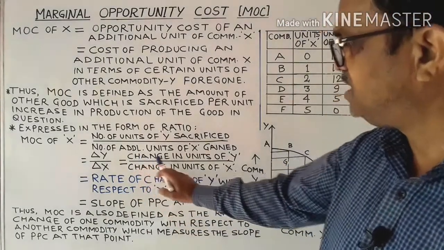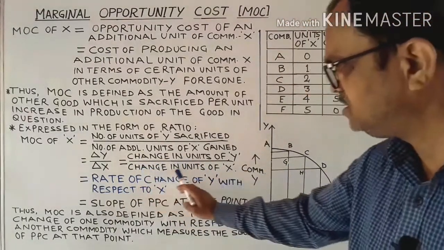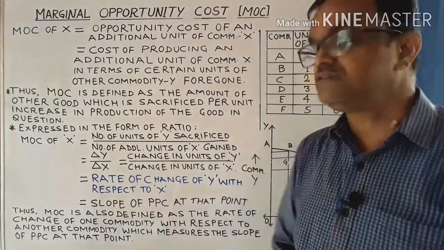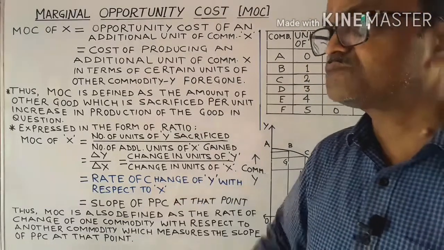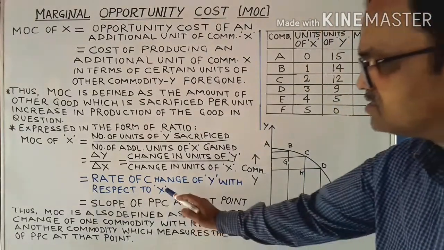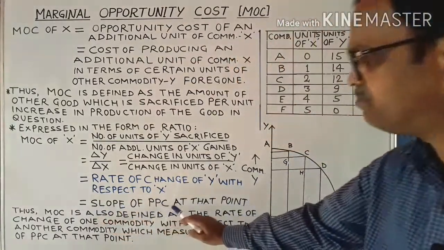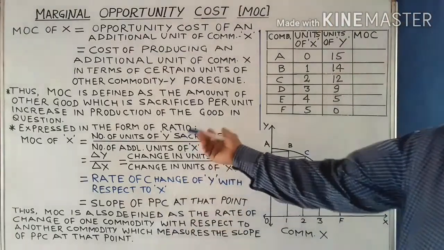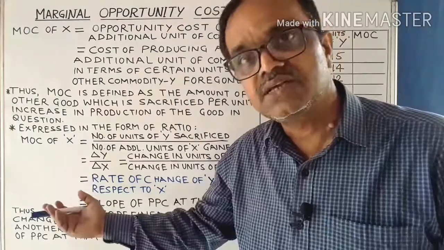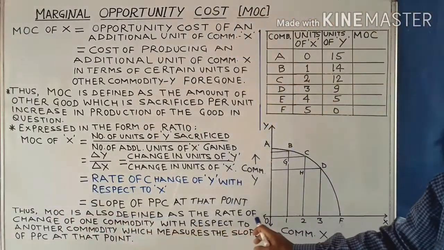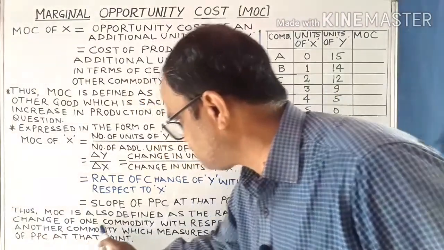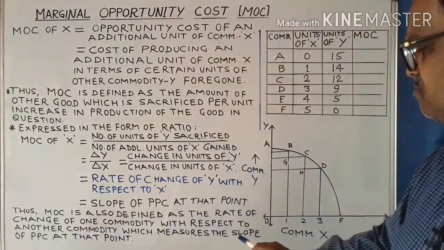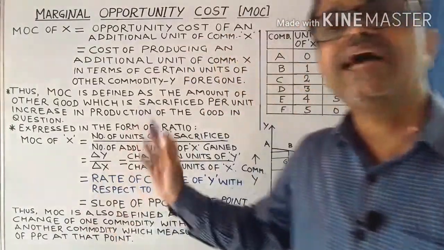It means the ratio of the change in units of Y and the change in units of X, and that is simply termed as the rate of change of commodity Y with respect to commodity X, which is none other than the slope of PPC at that point on the PPC. In alternate words, it can also be defined as the rate of change of one commodity with respect to another commodity, which measures the slope of PPC at that point.